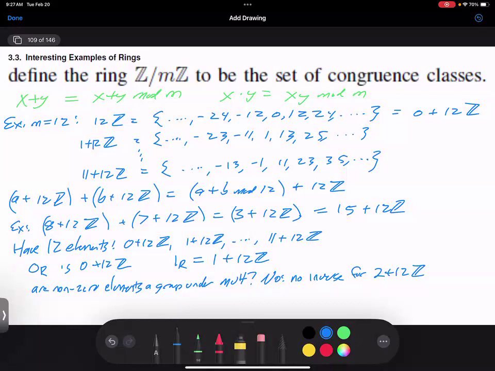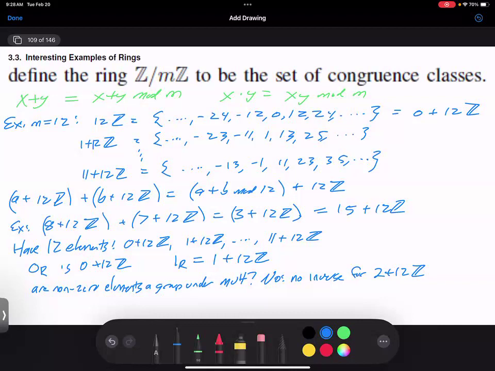So 2 fails to have a multiplicative inverse. What else fails? Any of the evens, so 2 fails, 4, 6, 8, 10. Okay, can someone give me an example other than an even that fails? So we saw multiples of 2 don't work. Okay, but multiples of 12, that's really the same as the 0 element, right? So 0 doesn't work. Multiples of 5.